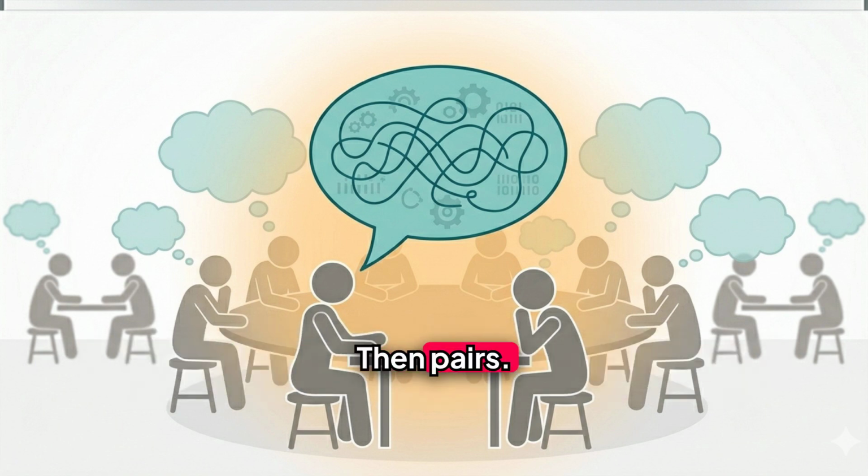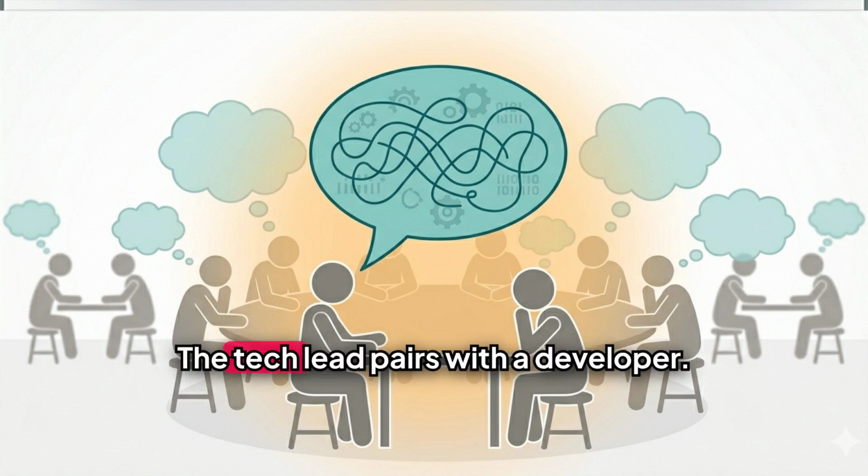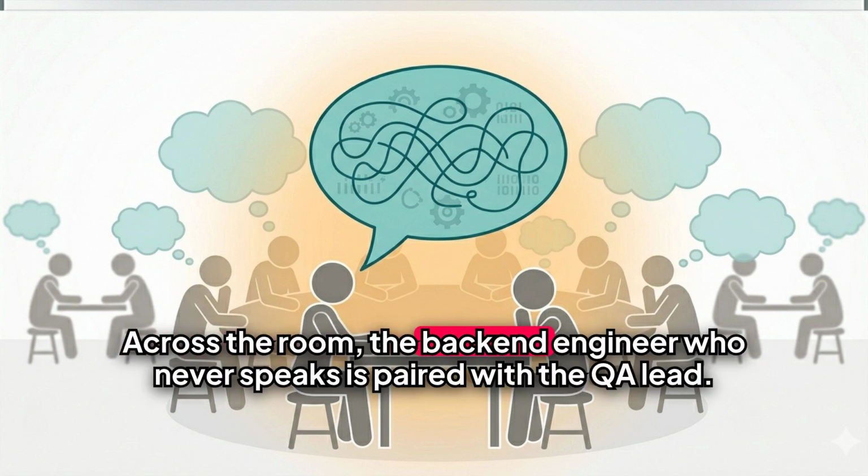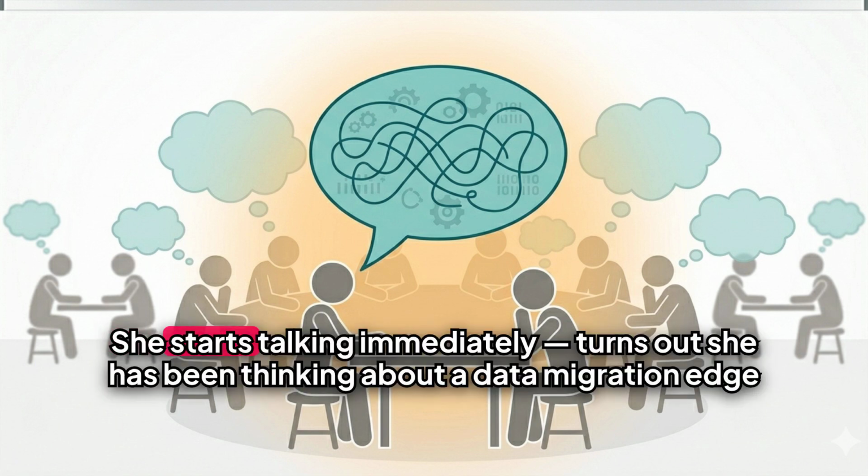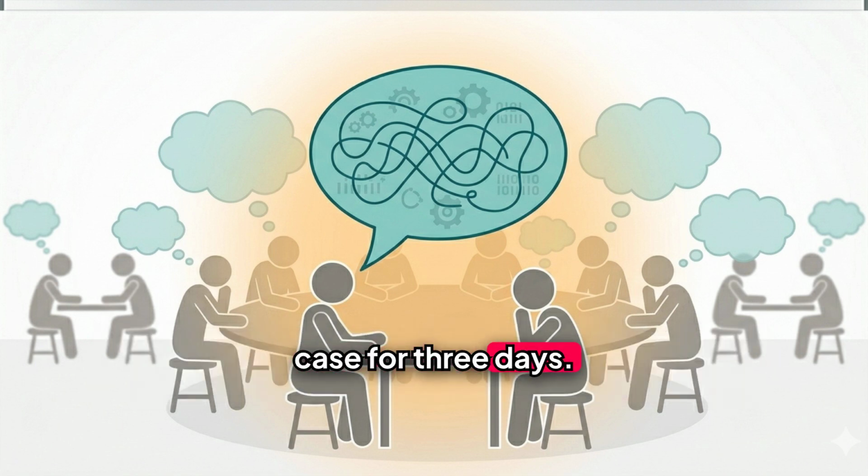Then pairs. 2 minutes. The tech lead pairs with a developer. Across the room, the back-end engineer who never speaks is paired with the QA lead. She starts talking immediately. Turns out she has been thinking about a data migration edge case for 3 days. Then 4s. The pairs merge. 4 groups, 4 minutes.